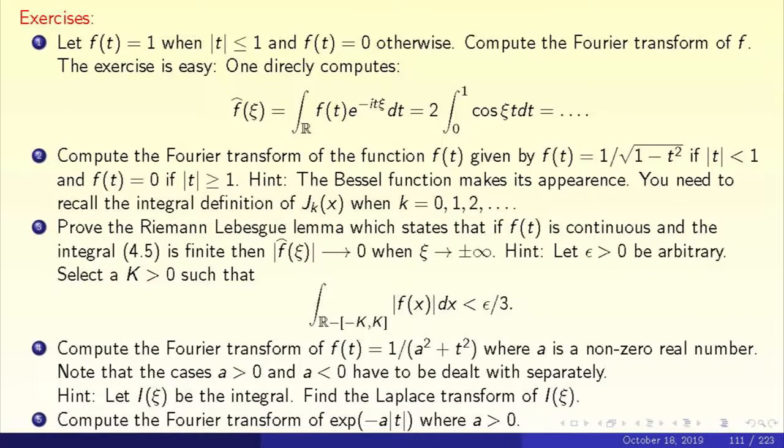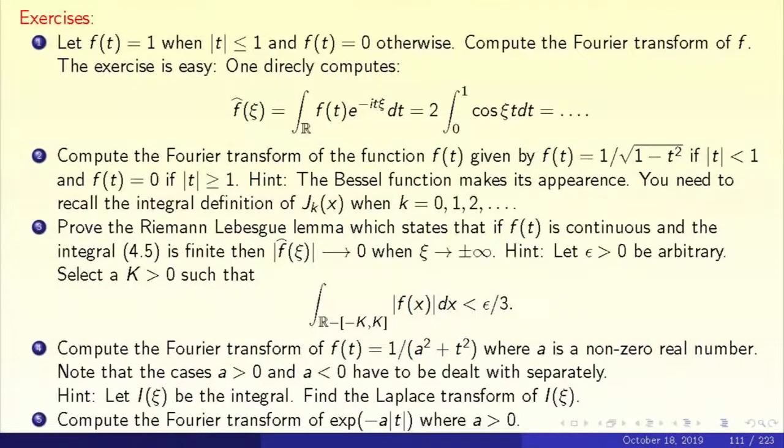Again you are going to get twice integral 0 to 1 cos χt dt upon square root of 1 minus t squared. Now the problem is how to compute this integral. You cannot compute this integral in elementary terms. It is a Bessel function. Recall that in the very first module we have derived the integral representation for the Bessel function. You need to go back and identify this integral as a Bessel integral. I leave that part to you as an exercise.